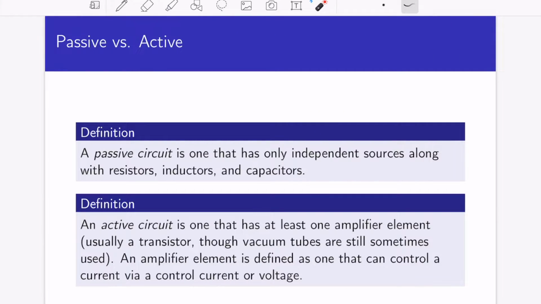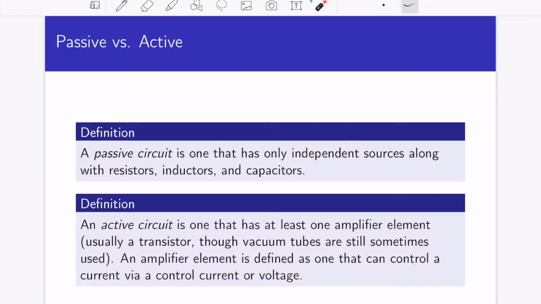In contrast, an active circuit has at least one amplifier element. Usually that would be a transistor, but sometimes vacuum tubes are used as well. Vacuum tubes are only now used for a very few special cases like high-end audio.